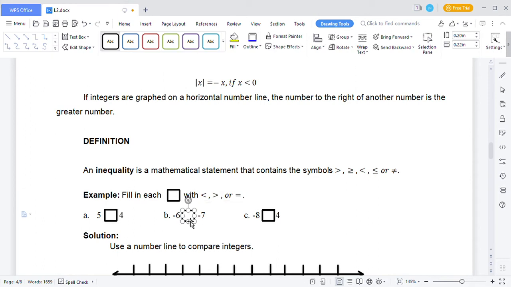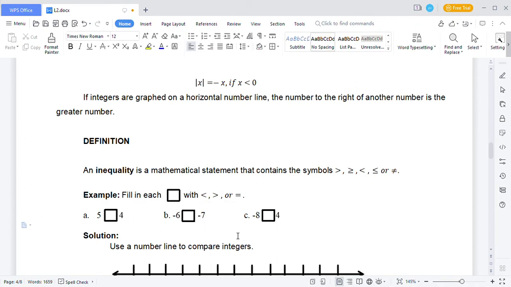How about letter B? Okay, negative 6 is... are you sure it's less than? Negative 6 is greater than negative 7. Negative 6 is bigger than negative 7. Negative 7 is smaller than negative 6. When we go into negatives, the bigger the number, the smaller the value. Okay, so negative 6 is greater than negative 7. Again, negative 6 is greater than negative 7.